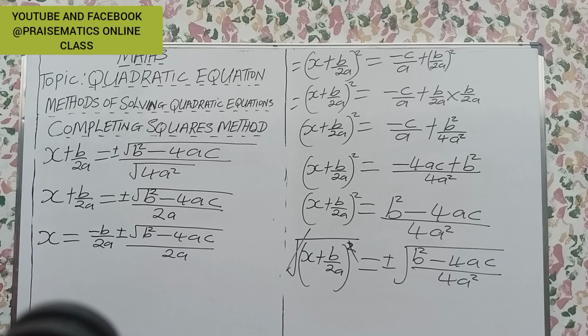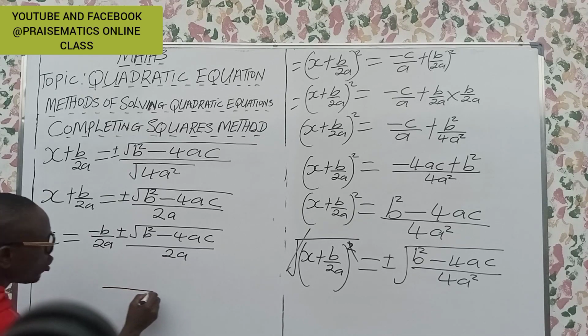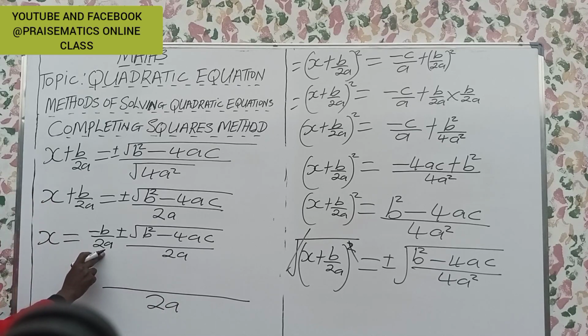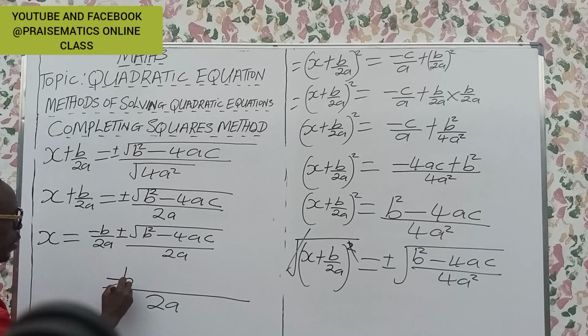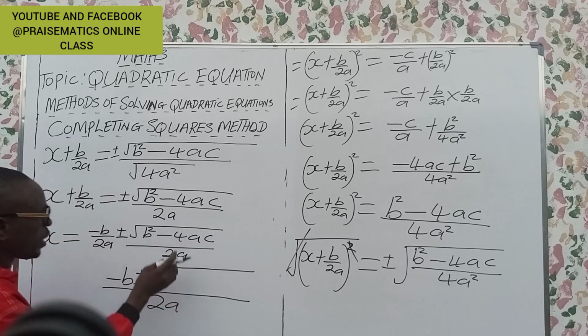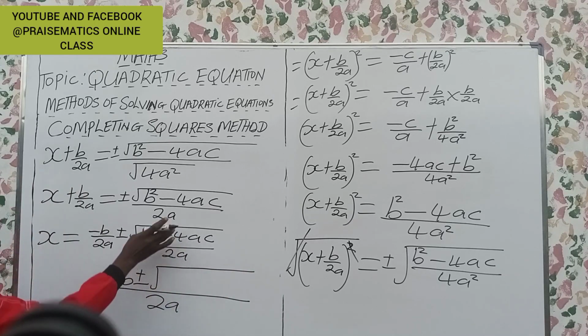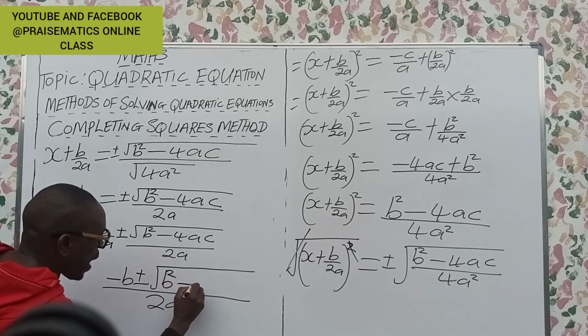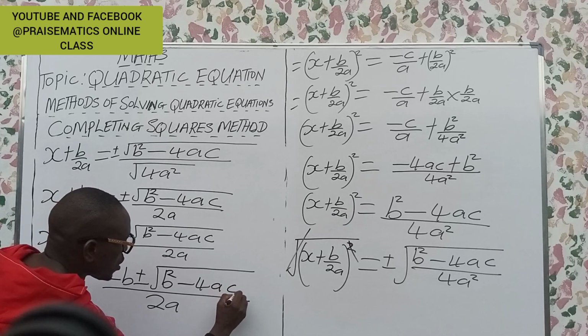Step 9 or step 10. Step 10, so we need to find the LCM of this. And the LCM of this is 2a. So we have 2a. 2a divided by 2a will give us 1. 1 times minus b will give us minus b plus or minus square root of this. 2a divided by this one, 1 times the whole square root of b square minus 4ac will still give us b square minus 4ac.